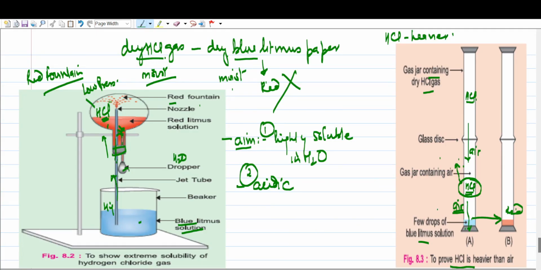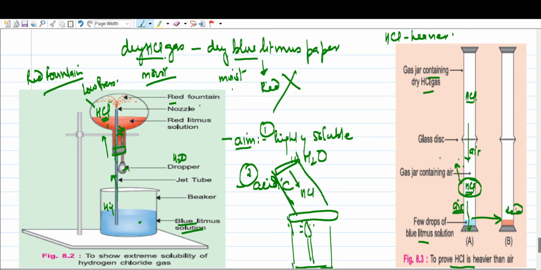Okay, we can do one more, in place of the same setup. We take an empty beaker. In this empty beaker we take a candle and light it. Here we place a jar. This jar is filled with HCl. We pour HCl gas over it.